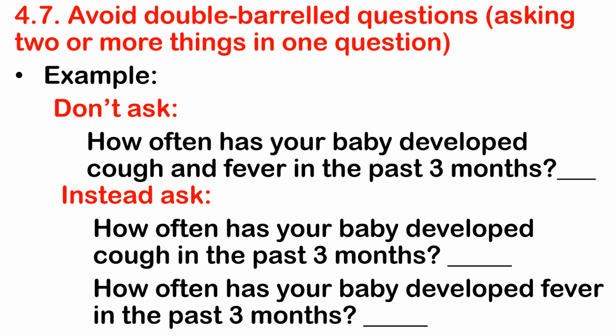Avoid double-barreled questions, which is asking two or more things in one question. Example, don't ask how often has your baby developed cough and fever in the past 3 months. Cough and fever do not always go together, right? Sometimes there's cough but no fever, and sometimes there's fever but no cough. So instead, ask two questions. How often has your baby developed cough in the past 3 months? And the second question is, how often has your baby developed fever in the past 3 months?